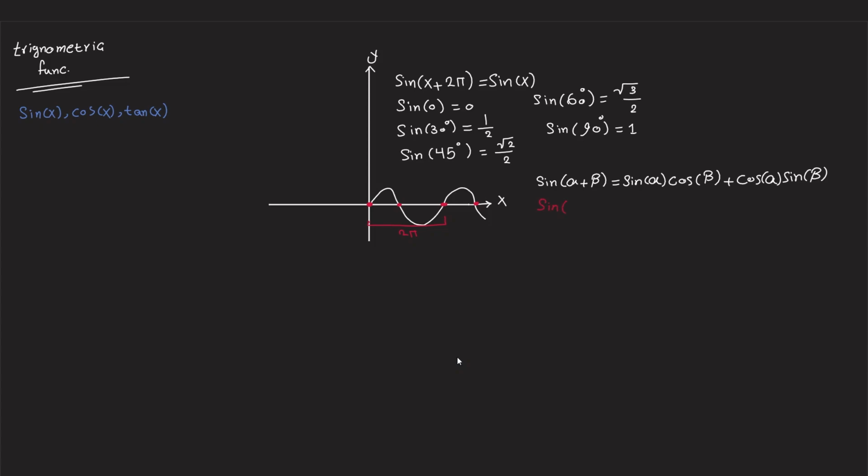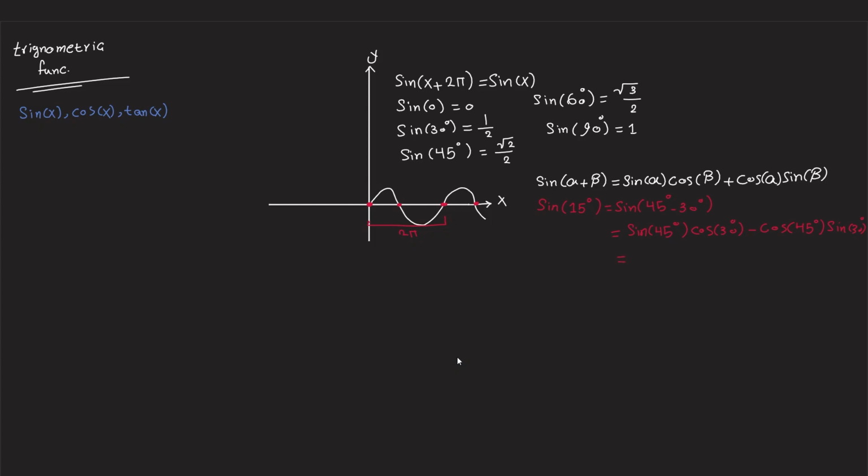Like for example, I want to find the sine of the angle 15 degrees. We know that this equals the sine of 45 minus 30 degrees, because 45 minus 30 degrees is equal to 15 degrees. Let's expand. We'll have the sine of 45 degrees multiplied by the cosine of 30 degrees minus the cosine of 45 degrees multiplied by the sine of 30 degrees.